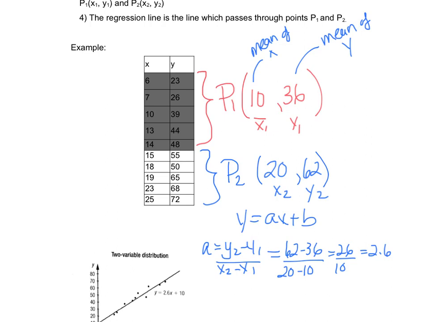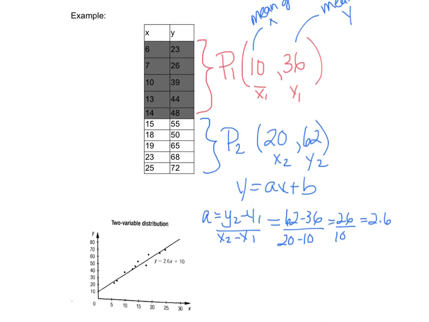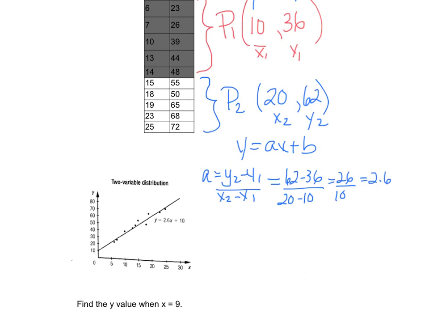So here you can see the work that I've shown to find the slope using our x1, y1, x2, y2, and we should have gotten 2.6. If you did not get 2.6, check your work with what's written here and try to find your mistake. Now that we have the slope, we can go on and find the b, the y-intercept.